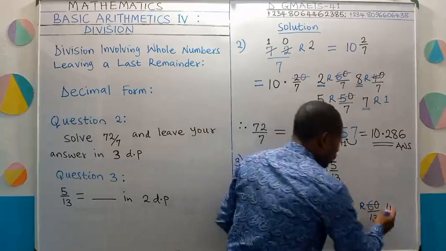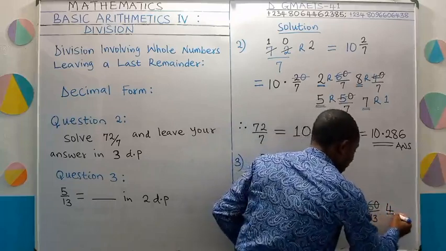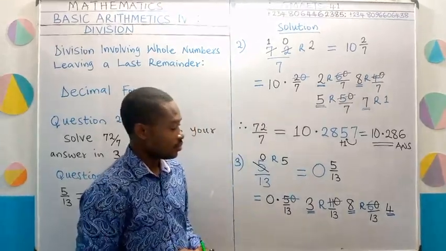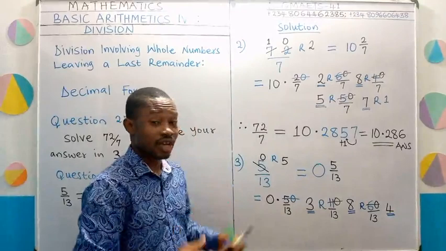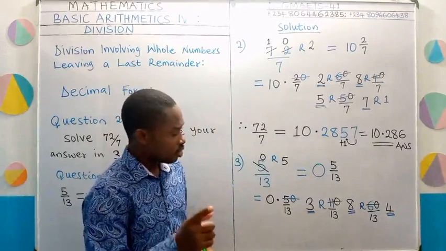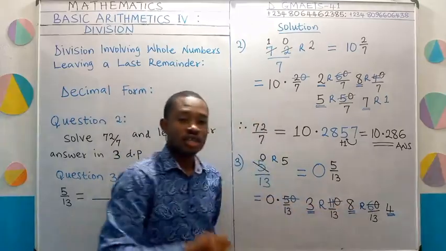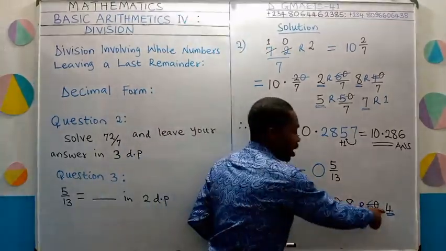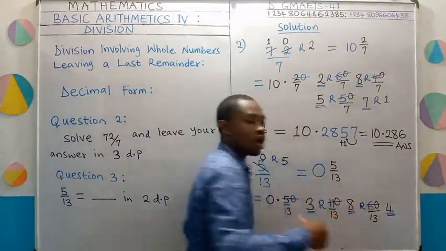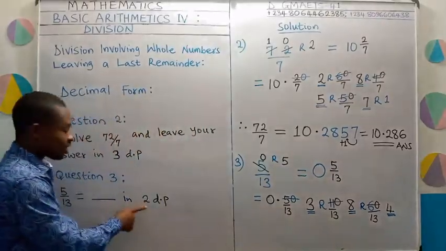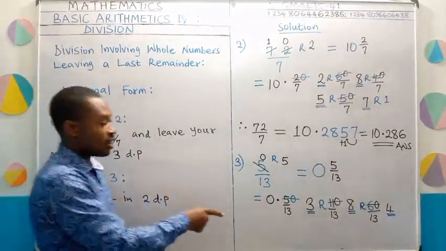I'm going to double underline this because this 4 will be part of my decimal digit, part of my decimal place value, as the case might be. But I've told you why I did this particular third division: to help me find out whether this 4 is up to rounding up or rounding down, because this question asks us to get our answer in 2 decimal places.